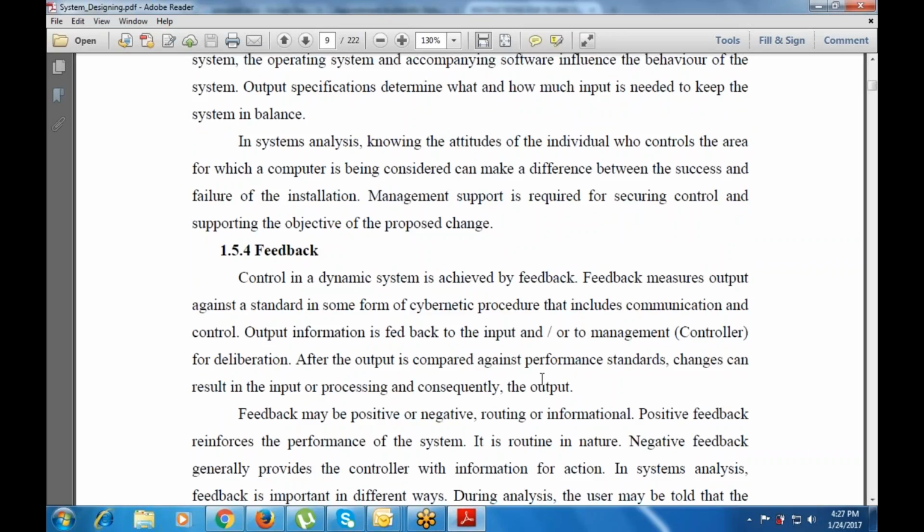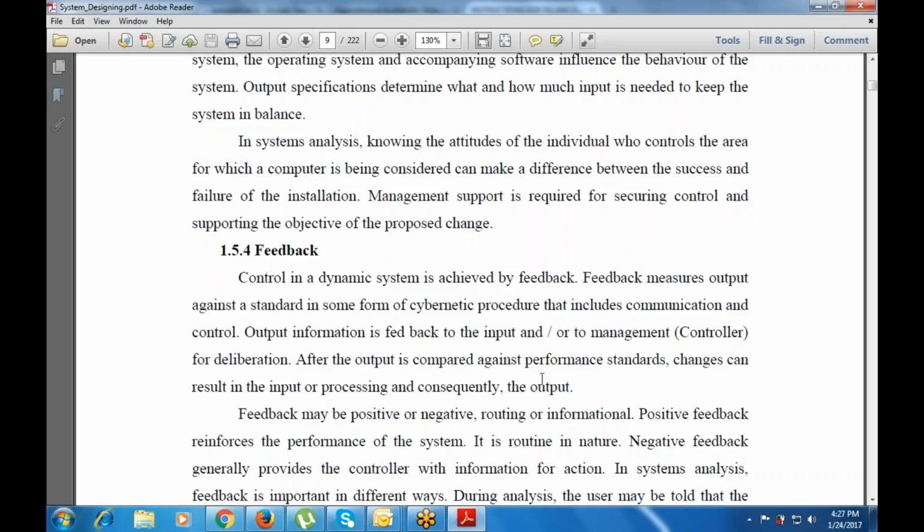Now, feedback may be of two types: positive or negative. It may also be routine or informational. Positive feedback reinforces the performance of the system. That means everything is okay, everything is doing well. Wow, great. That is routine in nature.